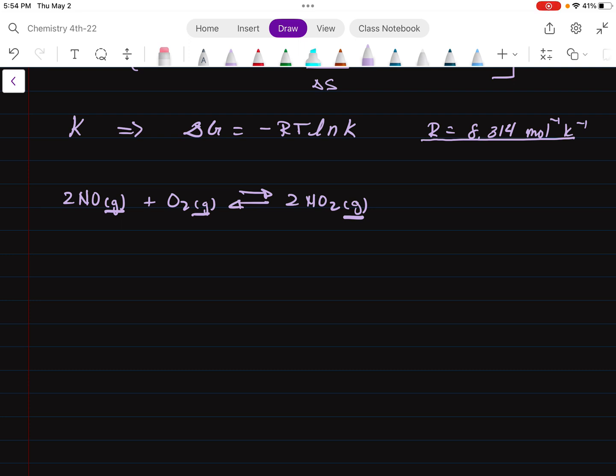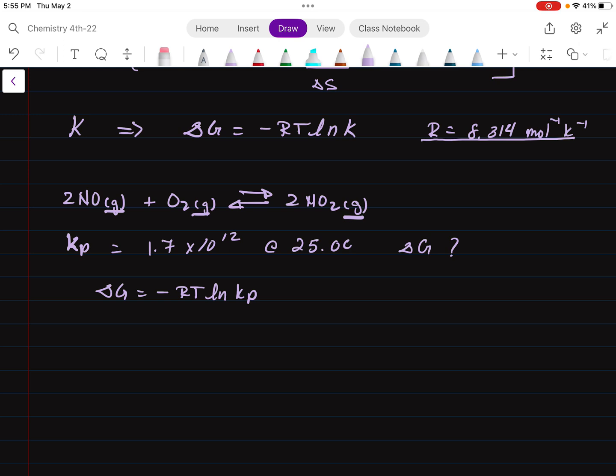So it says here, let's say we have a value of Kp that is 1.7 times 10 to the 12, at 25 degrees Celsius. I want to know what my delta G is for this reaction. So what do we do? We take a look at our formula, which is delta G is equal to RT ln Kp. The Kp can be Kp, it can be Kc, it can be whatever it is. Just know that it's going to be your equilibrium constant.